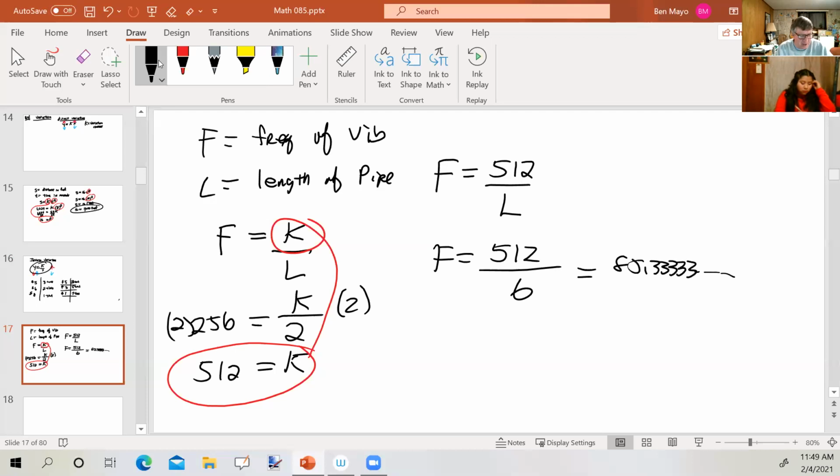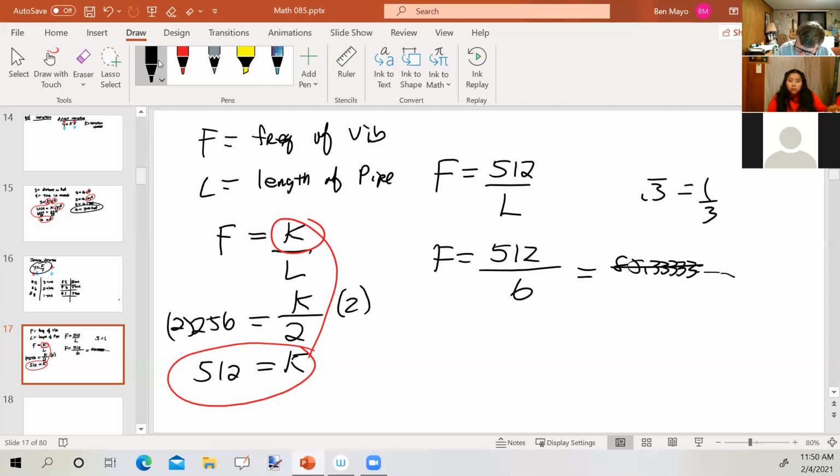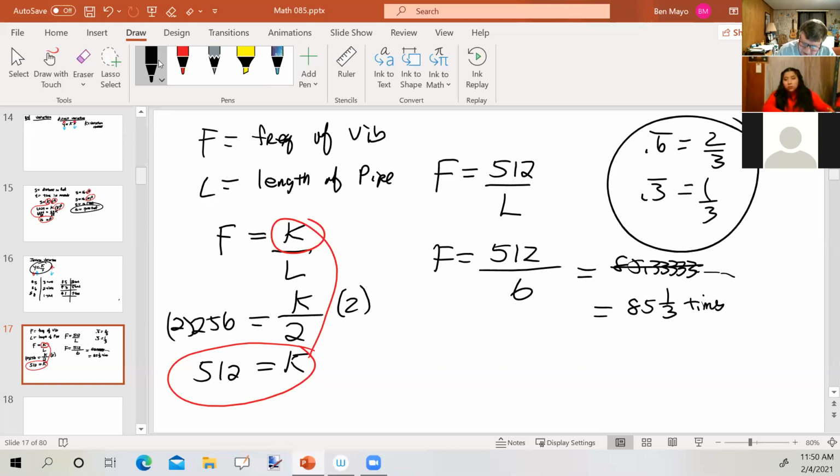Now, there's a tendency for students to round that off, but instead we should keep it exact. Can you tell me what 0.3 repeating is as a fraction? This is something you should know. Anybody? 1/3. Right, 1/3. So basically this answer is 85 1/3 times. While we're at it, what's 0.6 repeating? 2/3. Excellent. These are 2 pieces of information you should have memorized from now until forever. Okay, so 85 1/3 times per second. Any questions on that example?